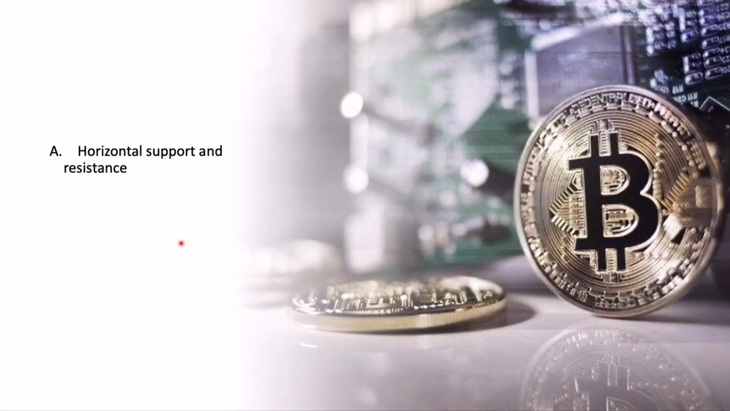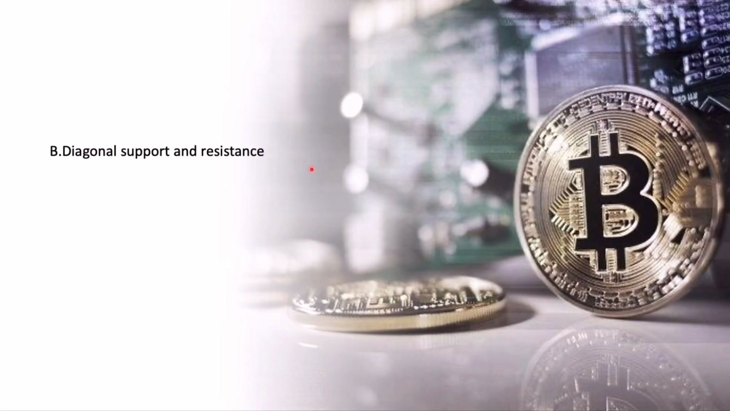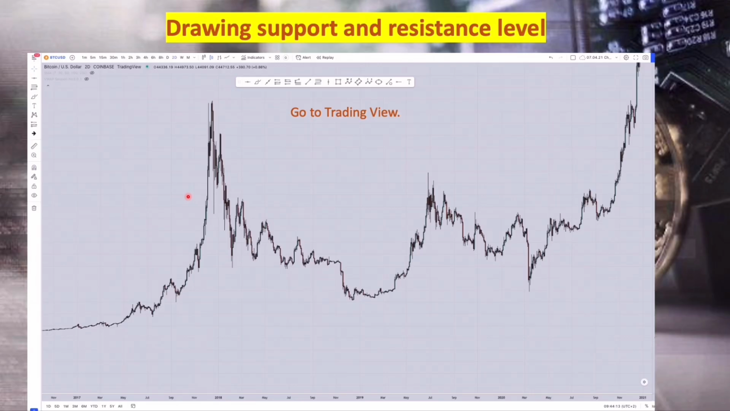We have 2 kinds of support and resistance. One is the horizontal support and resistance, as you can see here in the picture. And the next is the diagonal support and resistance. But in this video I'm going to concentrate on the horizontal support and resistance, and hopefully in other videos I will come to diagonal support and resistance.